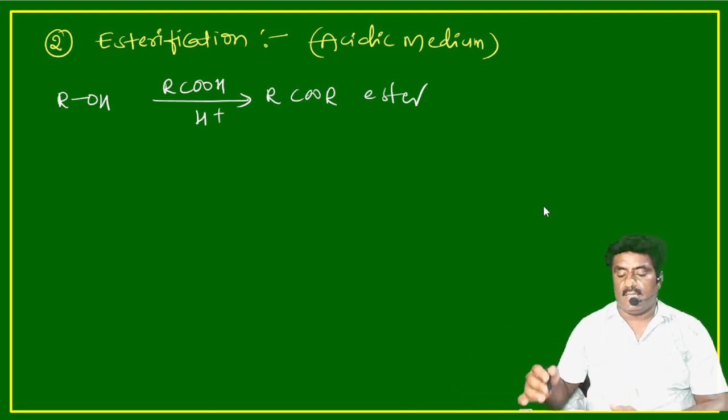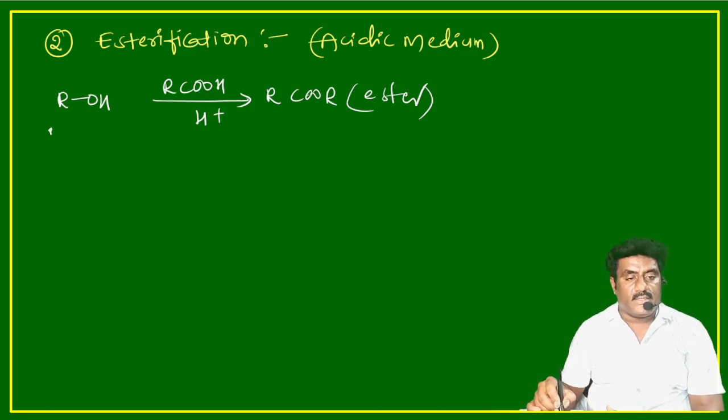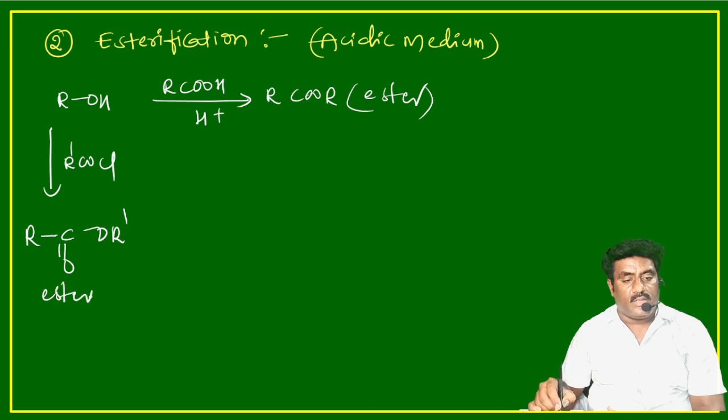Esterification in acidic medium. The next reaction is alcohol with carboxylic acid in acidic medium to give ester. Carboxylic acid can also be treated with acyl chloride, RCOCl. It undergoes the acyl cleavage mechanism to form an ester and HCl.